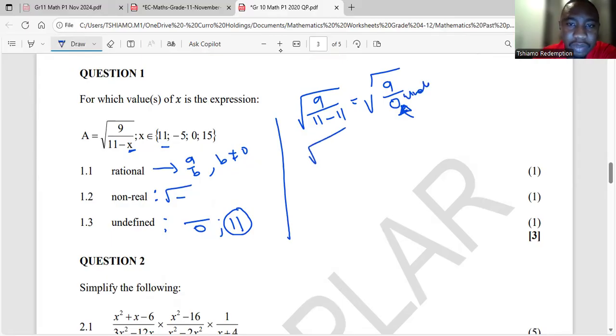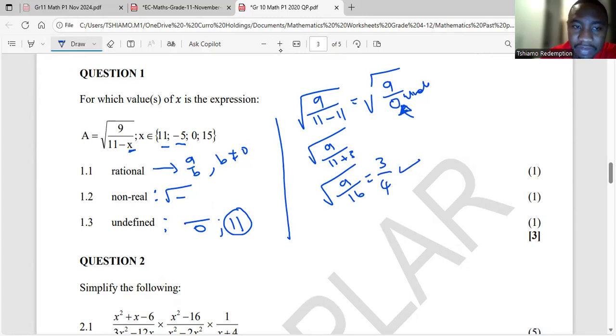And then let's put the second one, 9 over 11 minus minus 5. So negative and negative will be a positive, which will be plus 5. And then now I'm going to have 9 over, what is 11 plus 5? 16, which can be written as 3 over 4. I can find the square root of 9 and the square root of 16. So this can be written as a fraction, can you see? So this will be rational. This minus 5 would make this rational.